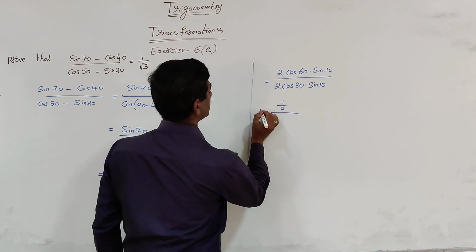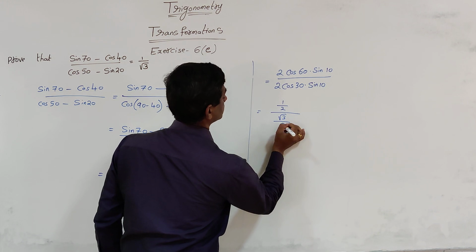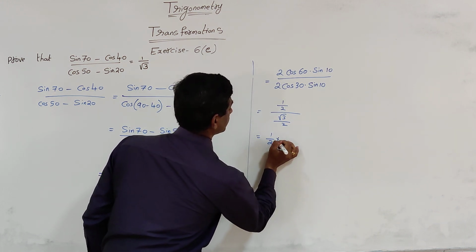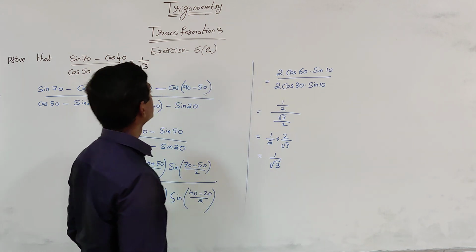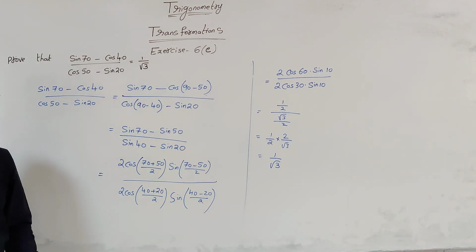By cos 30, which is root 3 by 2, means 1 by 2 into 2 by root 3. That gives 1 by root 3. So that is the value of RHS. Next problem.